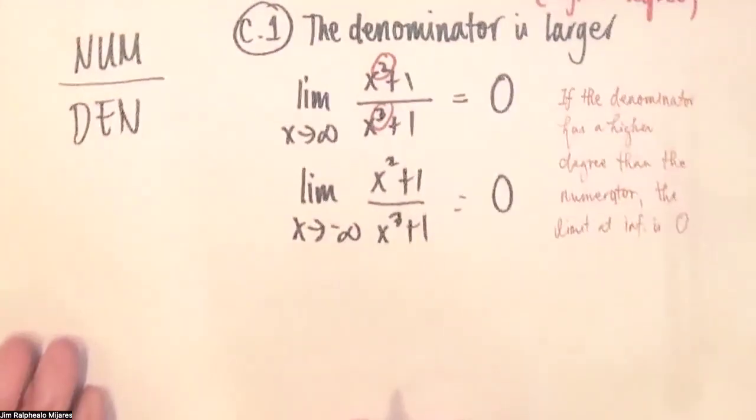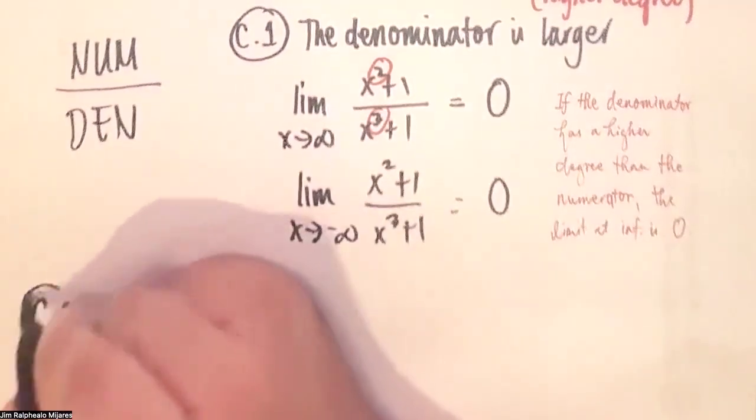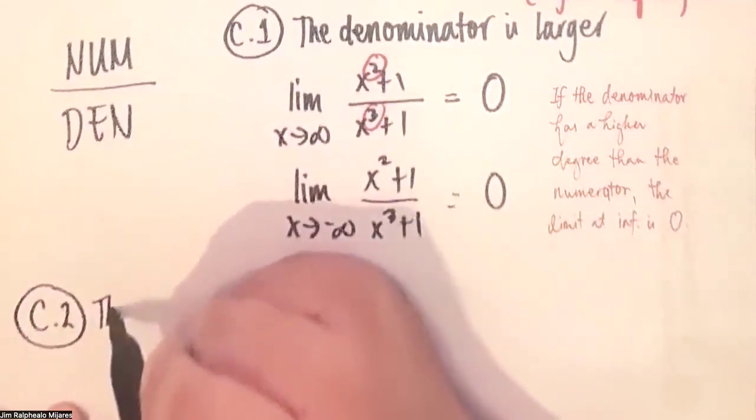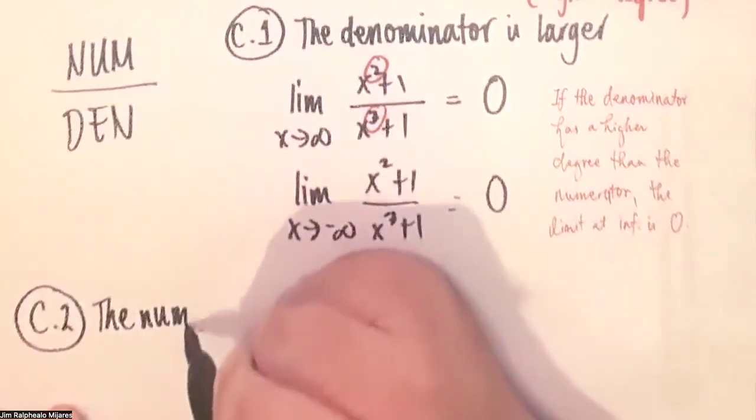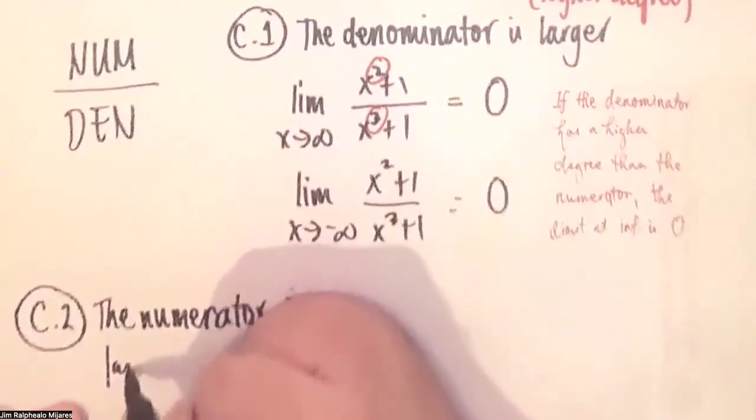Okay, now the second case is, what if the numerator is larger?